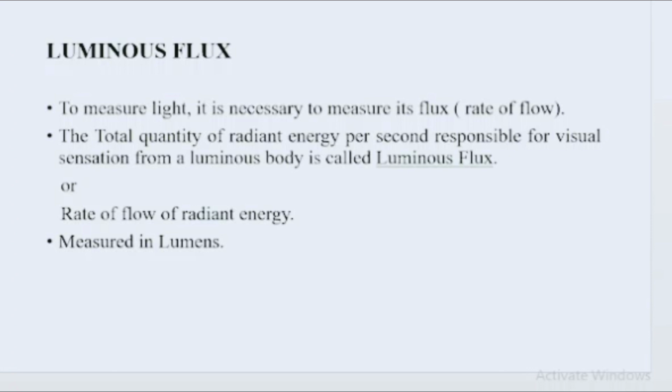Radiant energy is radiations. How much radiant energy per second is consumed for the sensing of a luminous body is called luminous flux. The first definition is the total quantity of radiant energy per second responsible for visible sensation from a luminous body is called luminous flux. Or we can also define it as the rate of flow of radiant energy. The main unit for measuring luminous flux is lumens.